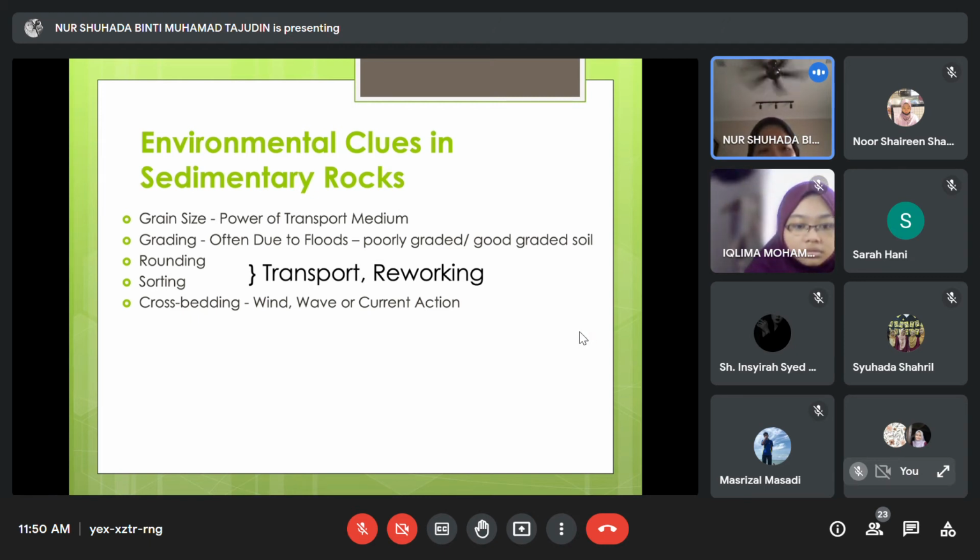Okay, rounding, sorting. Okay, so it's because of the transport forces, by the water and air and wind. Okay, then cross bedding. Okay, yang cross bedding ni tak related sangat lah.